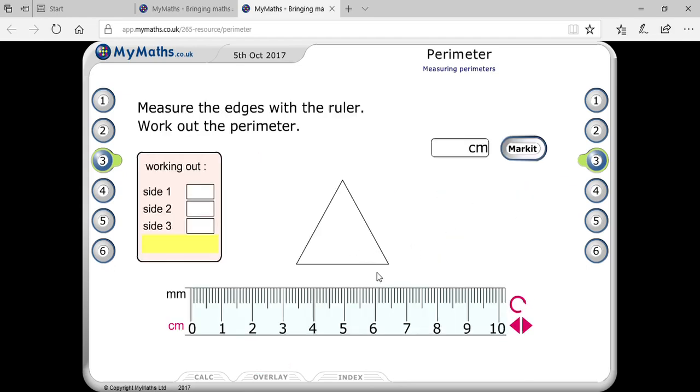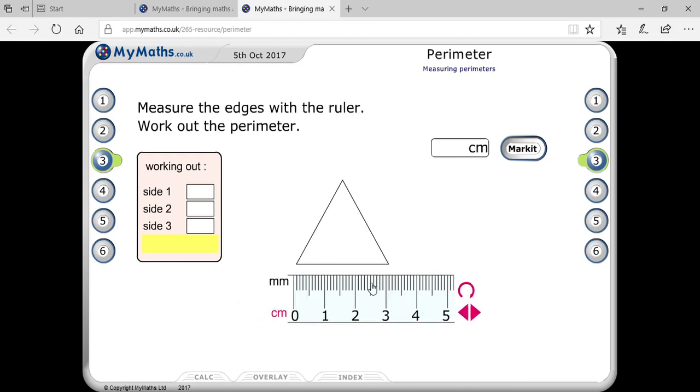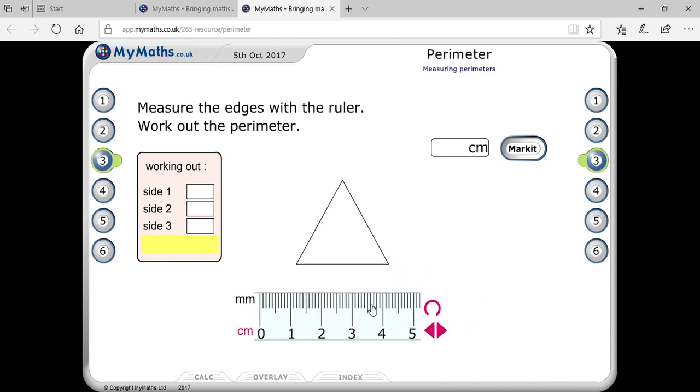Again, it is your triangle. Here you are seeing a triangle. With the help of your scale, firstly you have to measure it. One side over here is 3 centimeters. Seeing this picture, you can understand clearly it is a type of equilateral triangle.